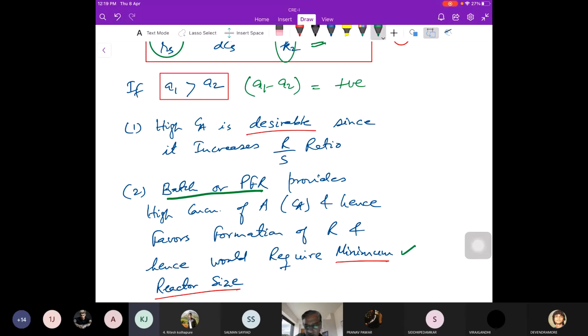Is this understood, when we should have high concentration in the reactor? Any questions? Sir, then why would we keep a low Ca value in a PFR? We'll see that, let's look at it now. First look at when we need high concentration. We need high Ca when we have A1 greater than A2.